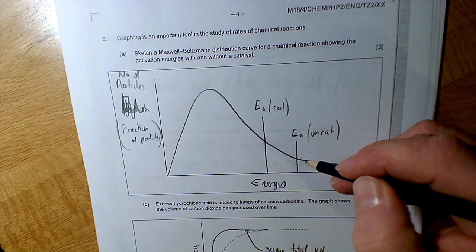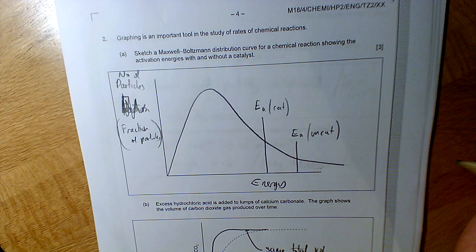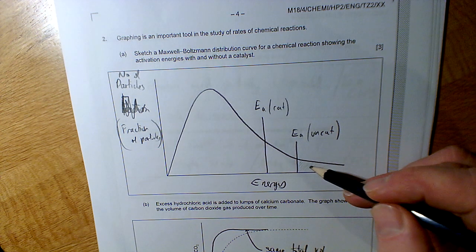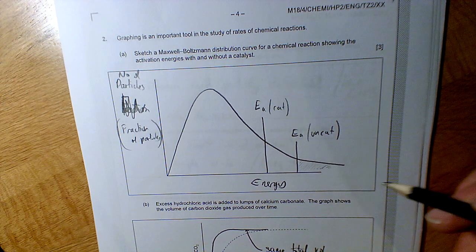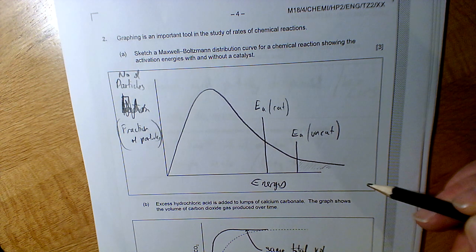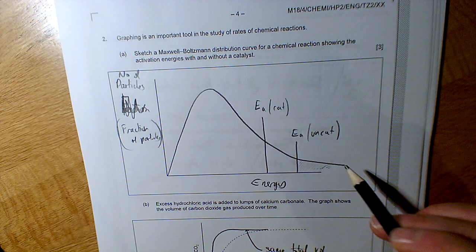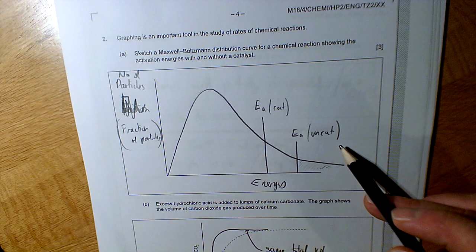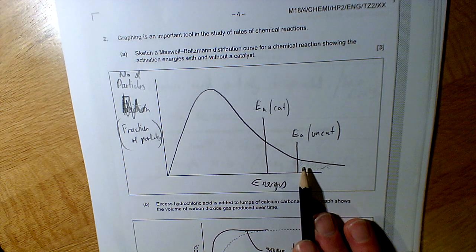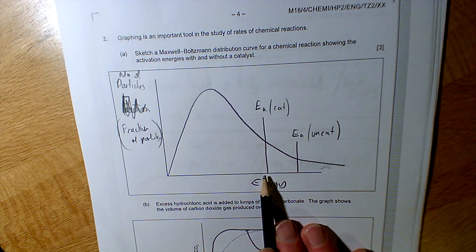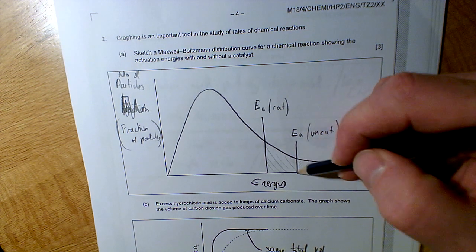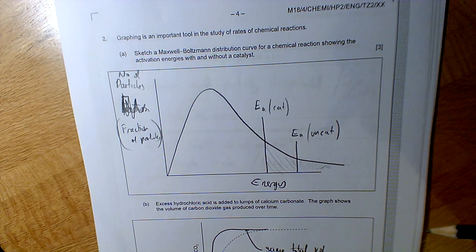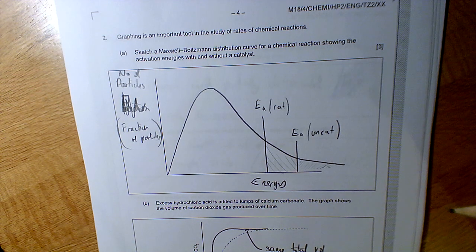And all of the particles, you didn't get any marks for shading, but all of the particles with energy more than the activation energy will have sufficient energy to react. They'll have energy greater than the activation energy so the reaction can proceed. If you chuck in a catalyst, you know that the activation energy decreases, so it must shift to the left here. And that means a greater proportion of the particles would have energy greater than the activation energy, which is why catalysts increase rates of reaction.